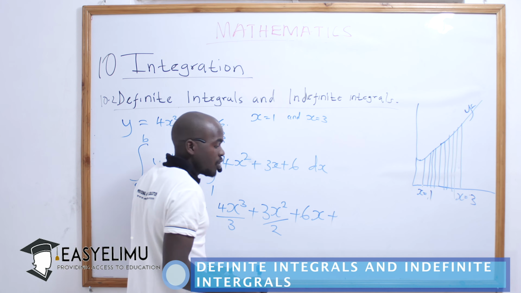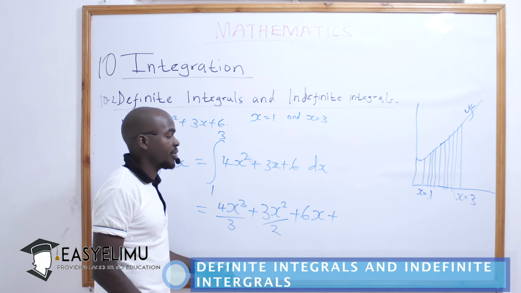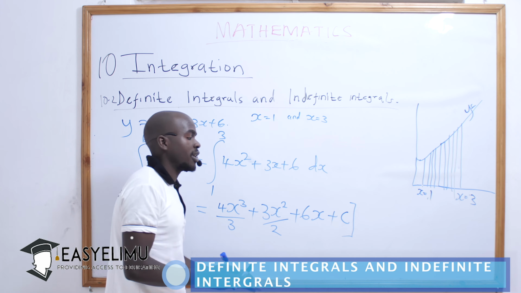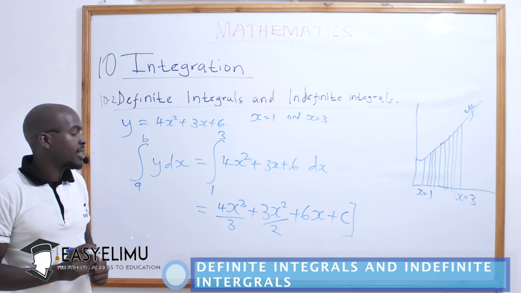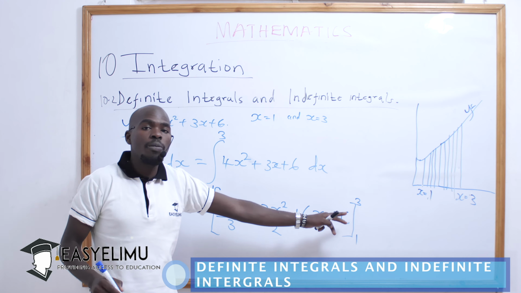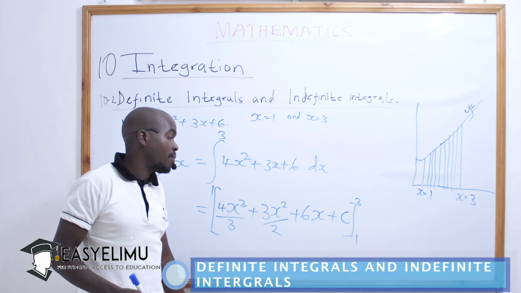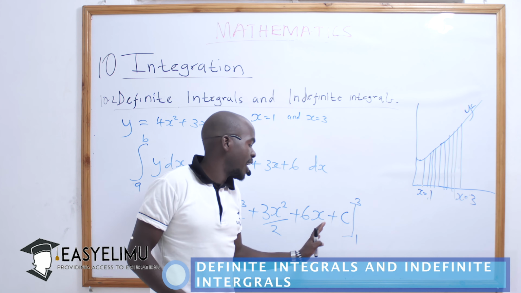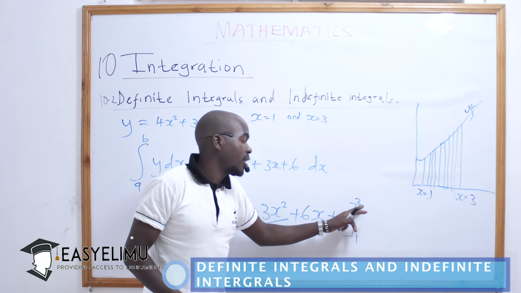But remember, we have a constant of integration. After integrating, you will have a constant of integration. And then after integrating, you put what you have found in a special bracket like this. At the end of it, you put the limits, starting with the upper limit at the top and the lower limit at the bottom. After that, we replace the x inside with the 3.